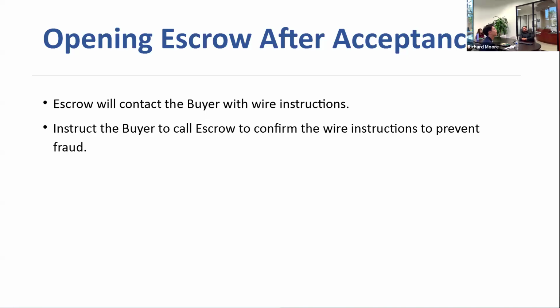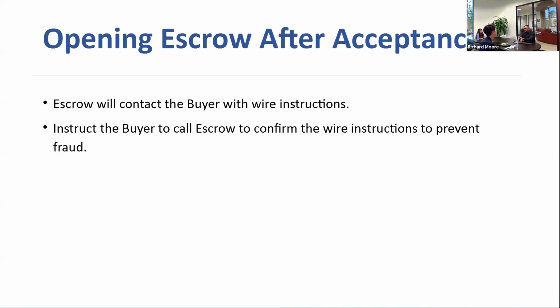Instruct the buyer to call escrow to confirm the wire instructions to prevent fraud. So let your buyer know, hey, escrow's going to send you an email with wire instructions on where to send your EMD, your earnest money deposit. When you receive that email, call escrow and confirm, hey, did you send this email? Can you confirm the numbers? This is what I got. Yes, this is the number. Because this is where people lose money.